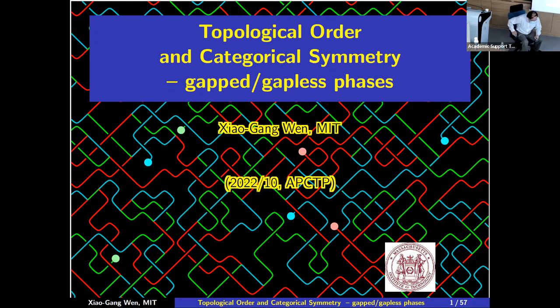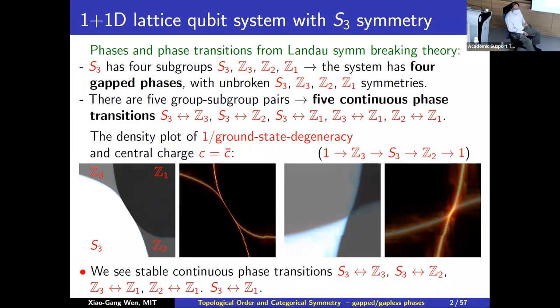Okay, maybe let's start. So after all this discussion about topological order or category, something more fancy stuff. Let's go back to this physical question, the phase diagram. In the first lecture, we talked about considering the 1+1 dimensional system with S3 symmetry. That seems a very simple situation. We should know everything about it. Why do we talk about that?